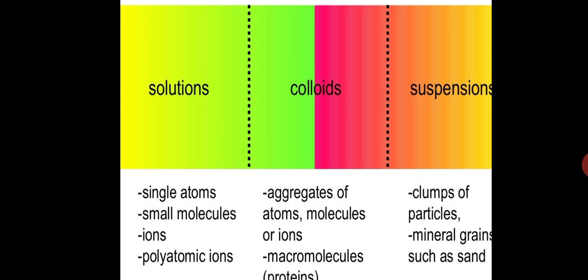Okay, fine. In the winter season, the sunlight which penetrates into your house through the doors, windows or ventilators, you can see the dust particles floating there. What is that known as? That is called a colloidal solution.